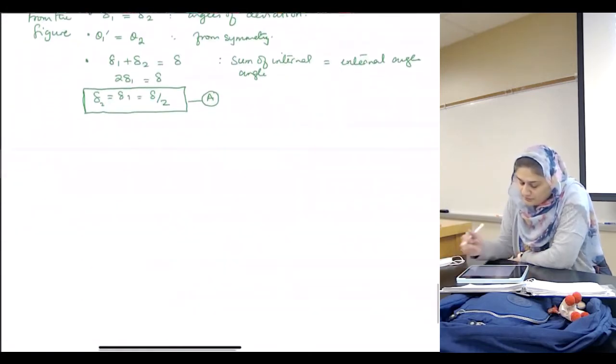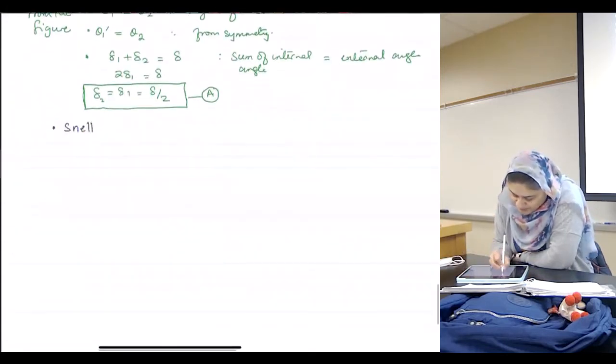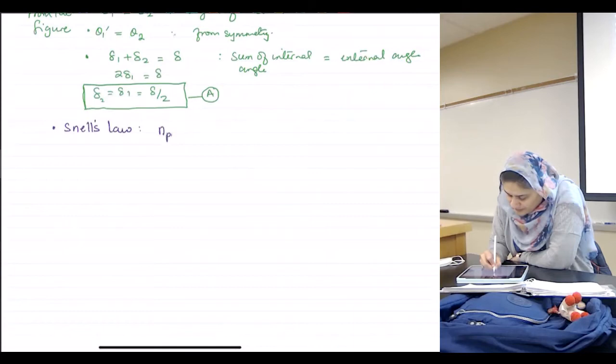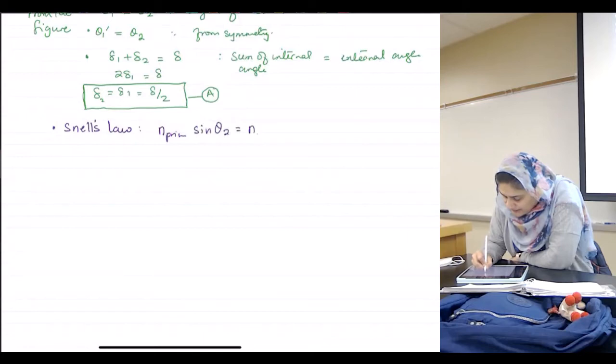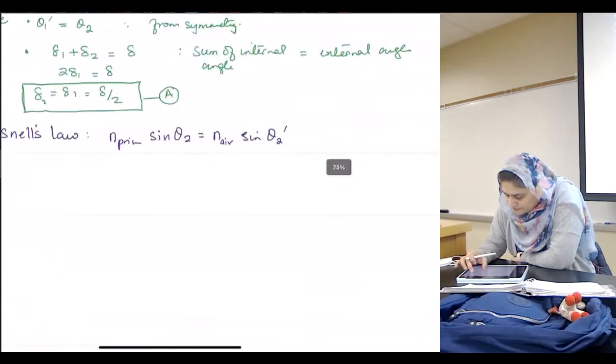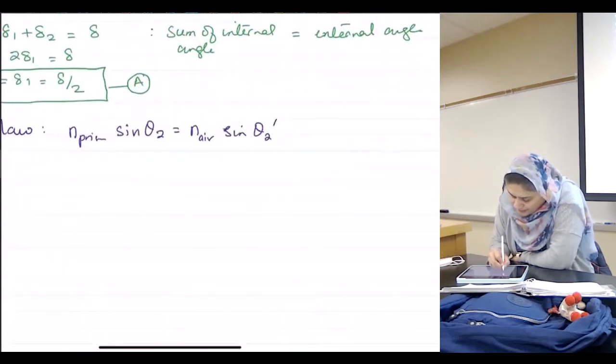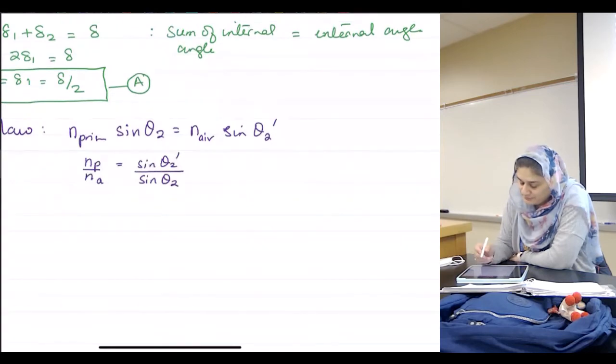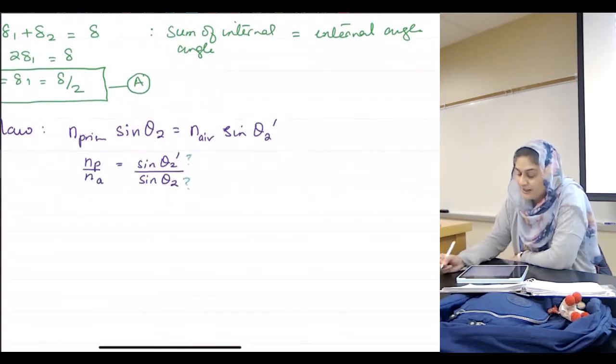I also know Snell's law. So can I call it n prism sine of theta 2 equals n air sine of theta 2 prime? Or I could write n prism divided by n air equals sine of theta 2 prime divided by sine of theta 2. Problem: I don't know this and I don't know that.